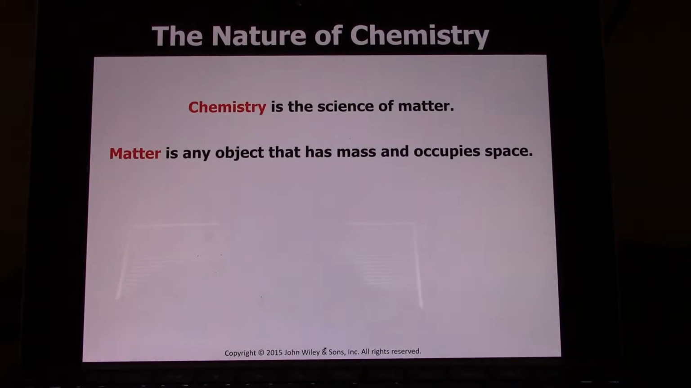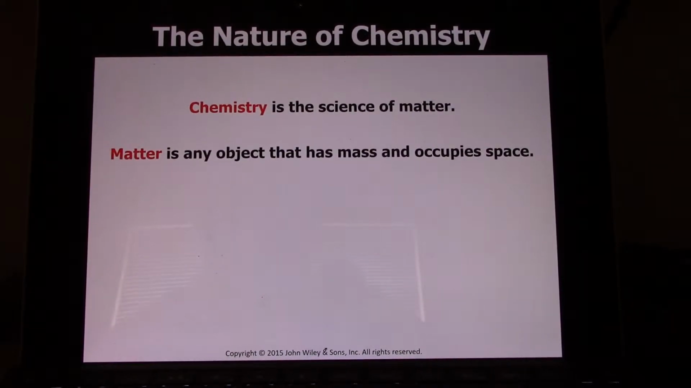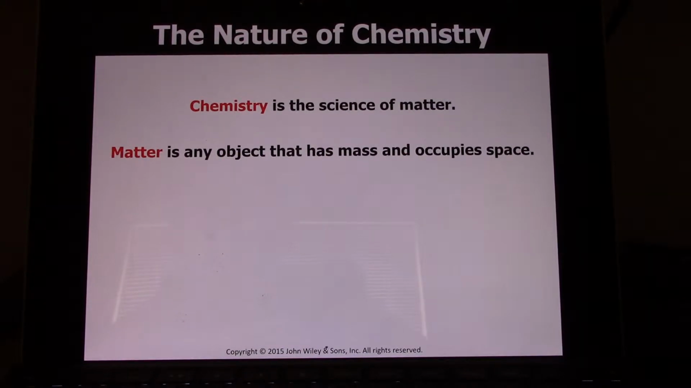Chemistry is the science of matter. And what is matter? Matter is any object that has mass and occupies space. And a lot of times we use the words mass and weight interchangeably. Just so, anything that has any weight, you can feel the weight, and it takes up any space at all, counts as matter.